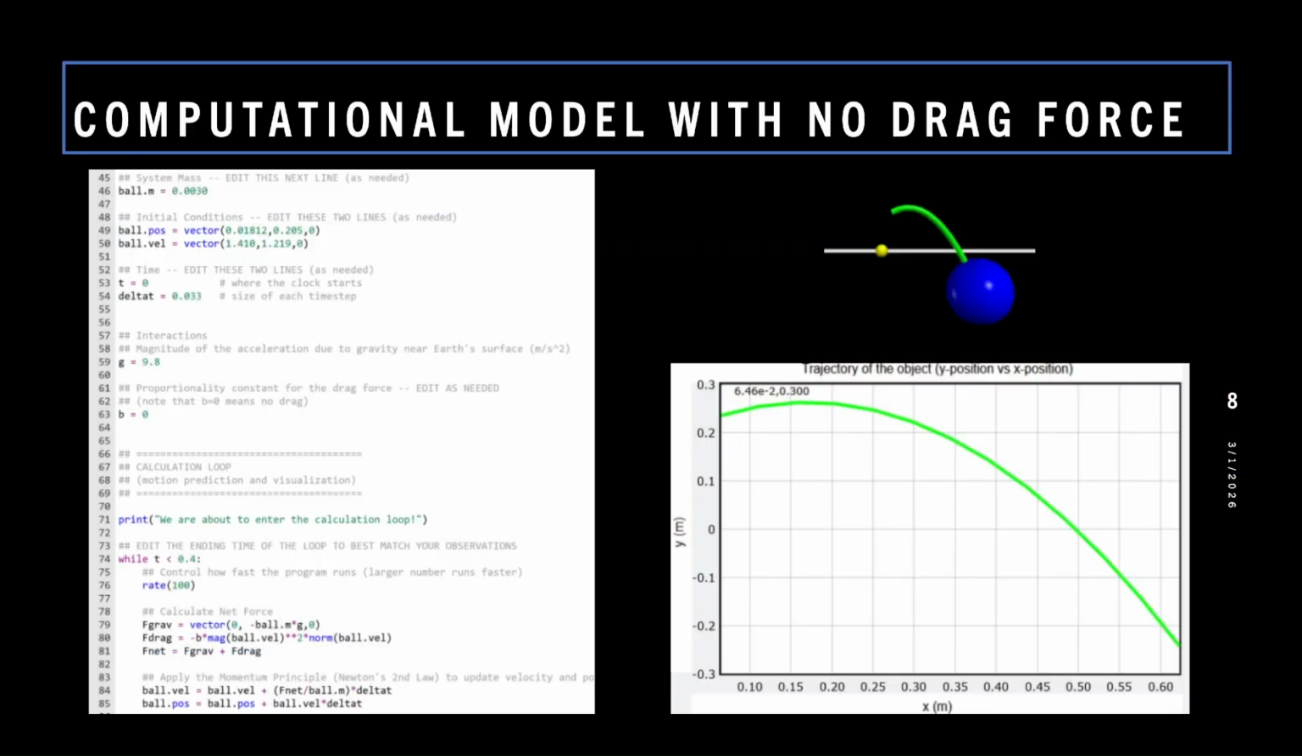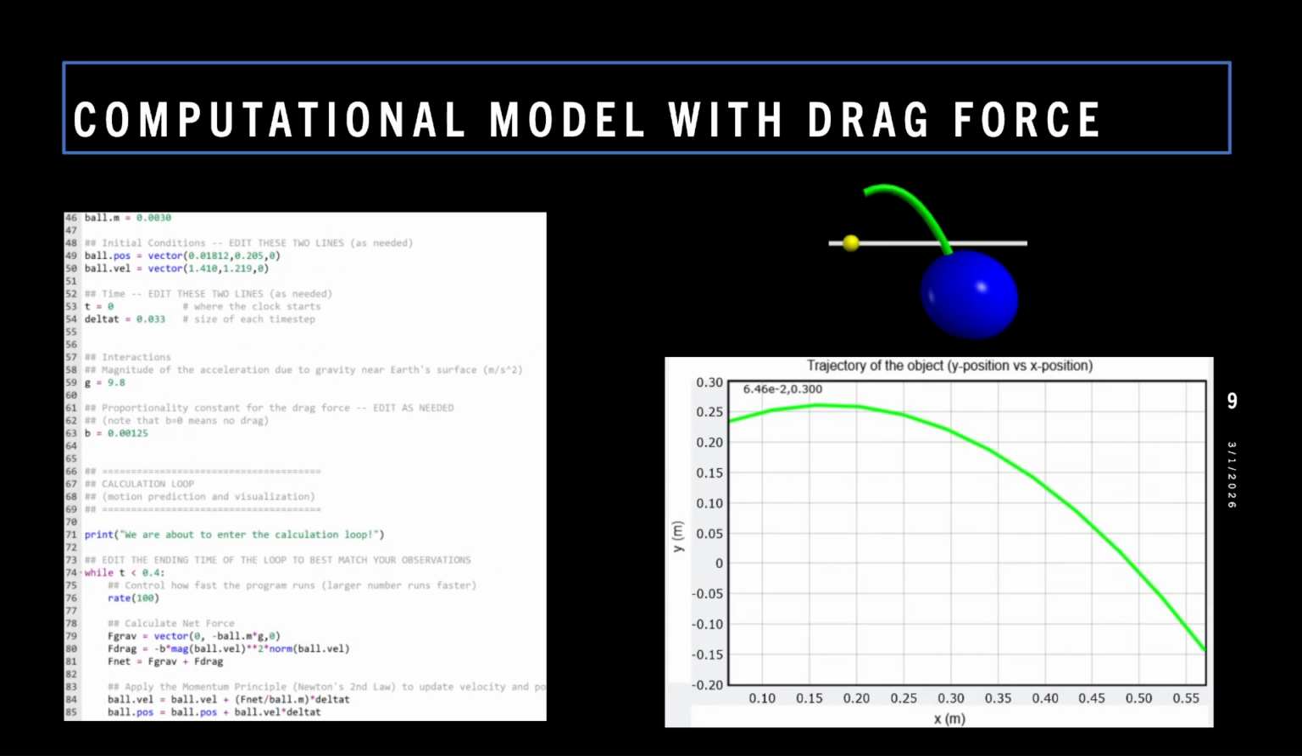So here's my computational model with no drag force. I updated the mass of the ball, the initial position and velocity. I changed my delta t according to the frame rate of the video. Gravity was left at 9.8 according to the gravity of the Earth. B was left at 0 to account for no drag force. And I had to calculate the net force and update the position and velocity according to the momentum principle.